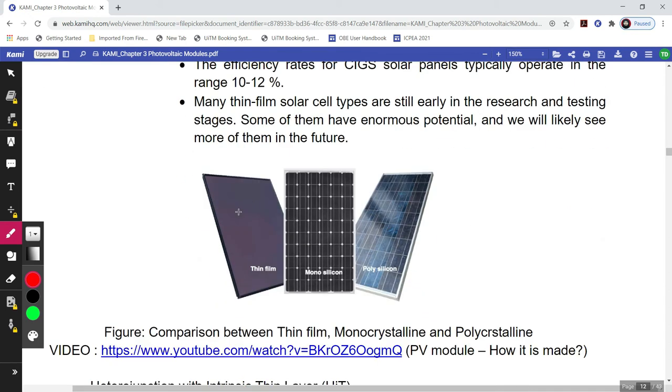So this is how the thin film looks like. They have a uniform color and they don't have this shape of the solar cell because this is a thin film. So this is a solar cell of the monocrystalline. So in this solar cell, they make the connection of series and parallel. And this is the polycrystalline PV module.